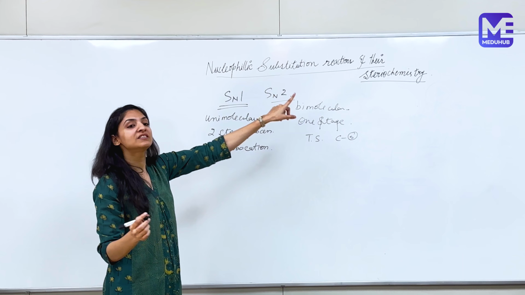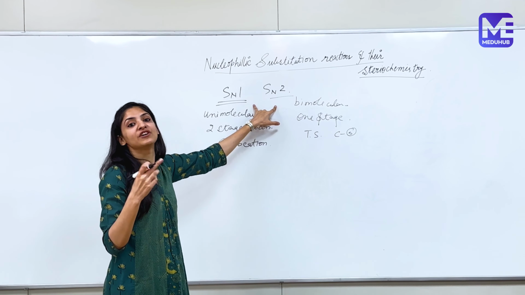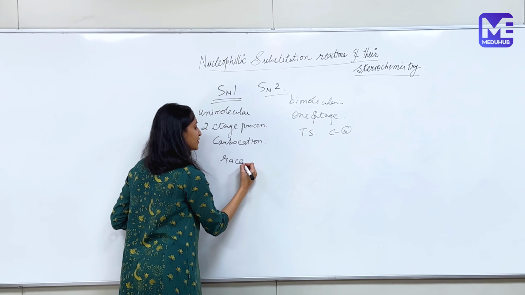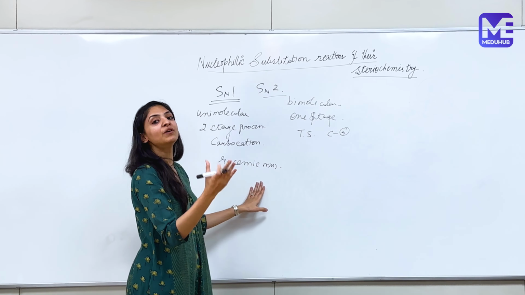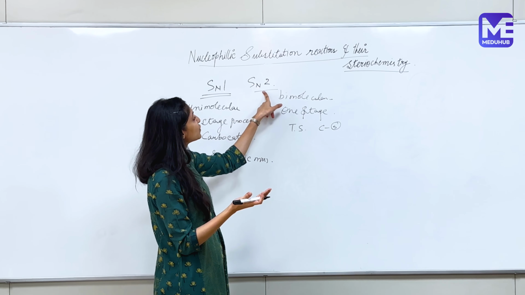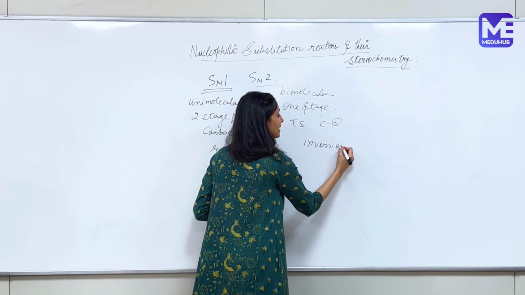And then we talked about the stereochemistry of these two when we use an optically active alkyl halide which has a chiral carbon. So in case of SN1, we get a racemic mixture which can be equimolar, or we can get the inverted product more than the retention product. And in case of SN2, we get inversion always as the product.